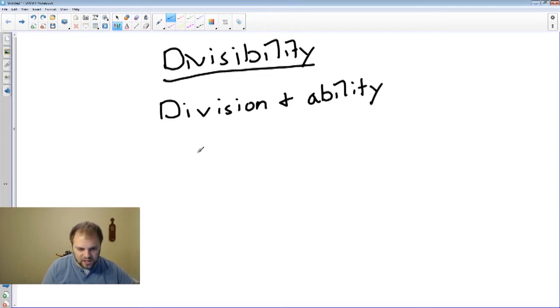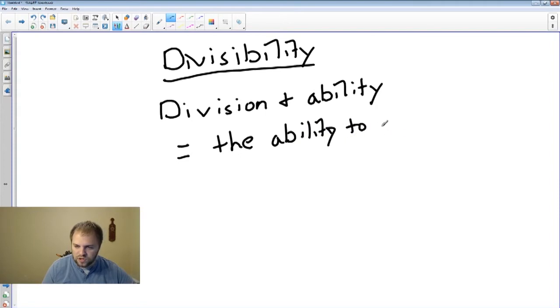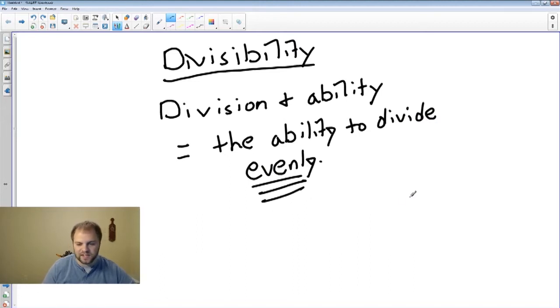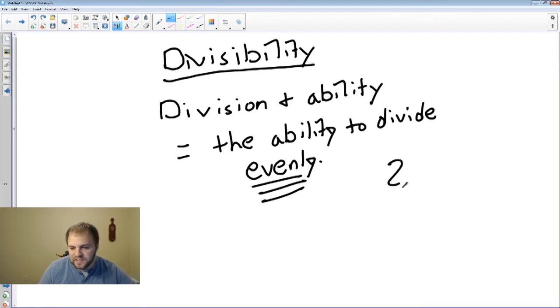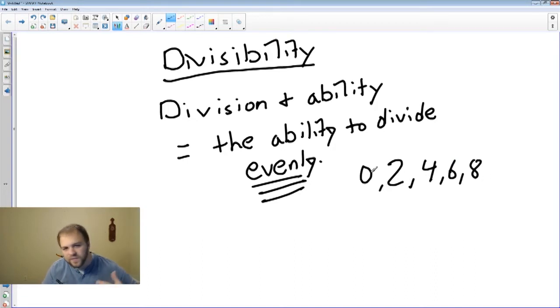I like to say that divisibility is the ability to divide evenly. The question is, what does this word evenly mean? Does that mean that it must always come out as a 2, 4, 6, 8, or a 0? No, it definitely doesn't mean that.